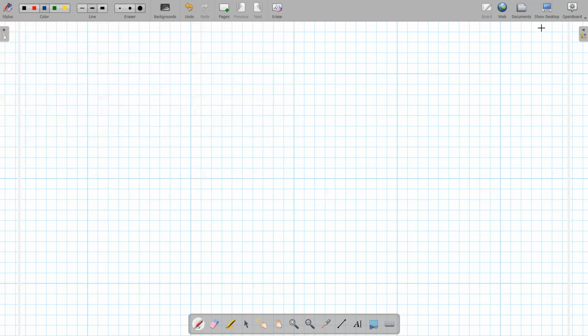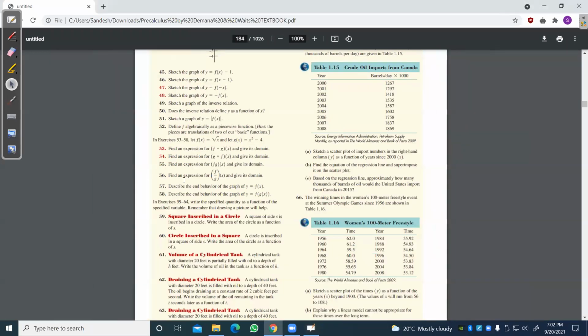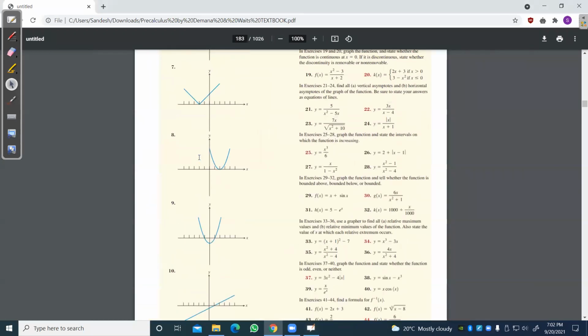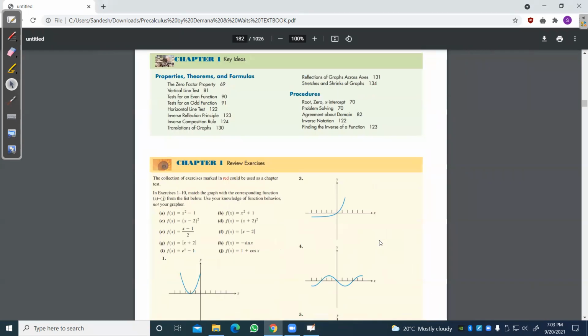Alrighty, then I think you should be fine. Domain, range, transformations, and these guys. We've done most of these last time as well. I remember this. Alrighty, then you should be good.